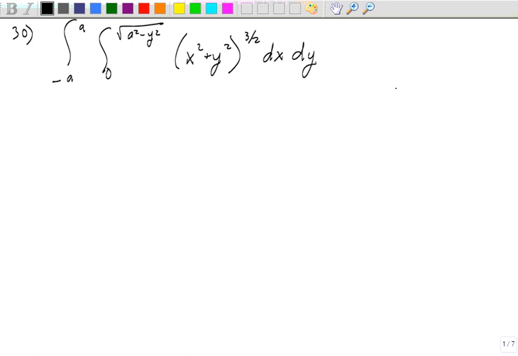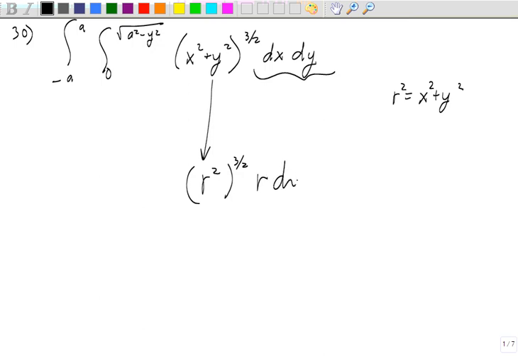This is 30. I want to change this to polar coordinates. Remember, r squared is x squared plus y squared, so right away I can see that's r squared to the 3 halves. Then this changes to r dr d theta, so I have dA, that's dA.